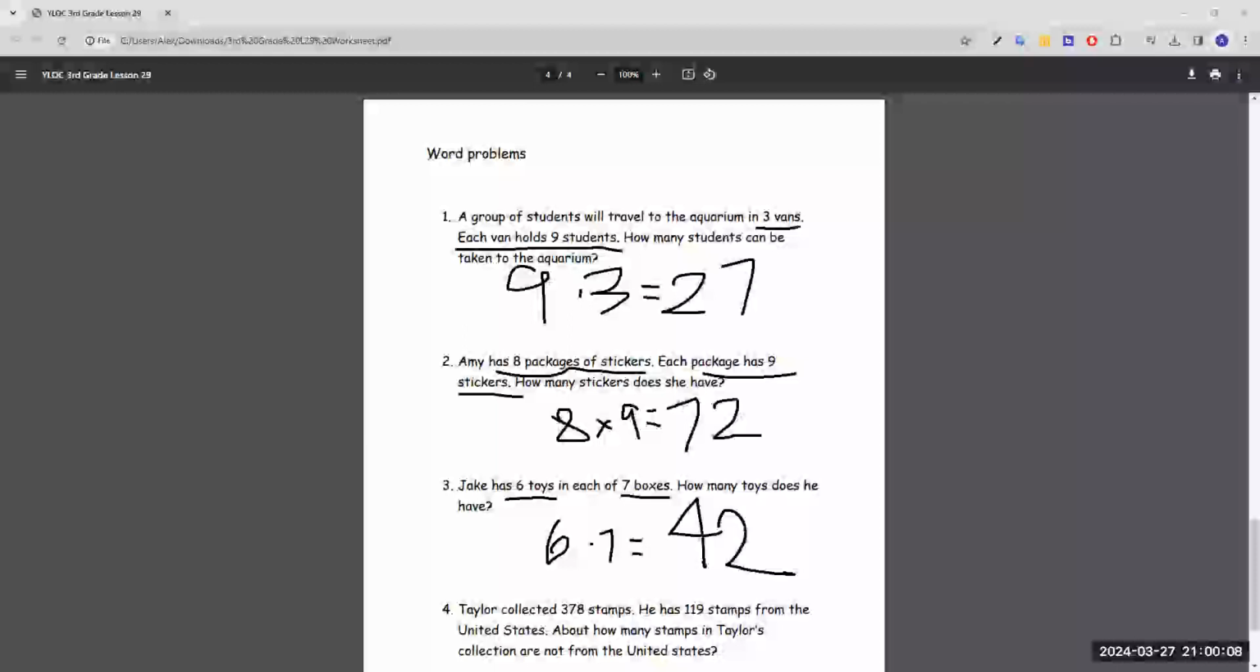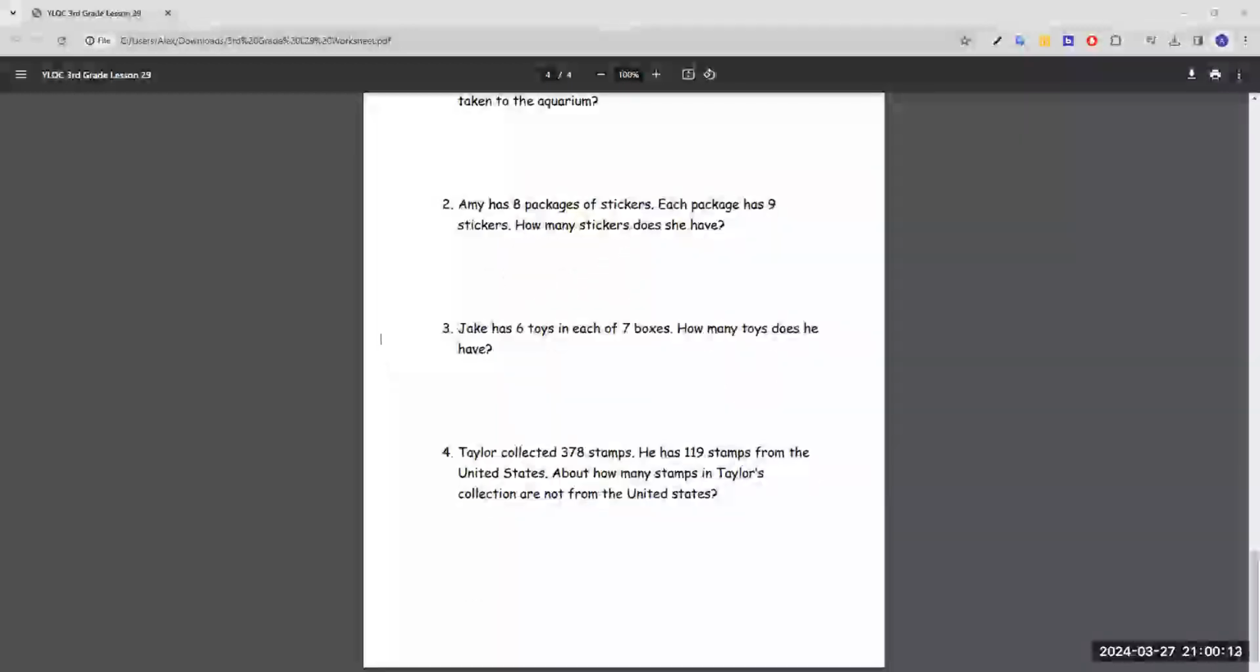Number 4, Taylor collected 378 stamps. He has 119 stamps from the US. About how many stamps in Taylor's collection are not from the United States? So since 119 stamps are from the United States, and we're trying to find how many are not from the United States, we're going to subtract the stamps from the United States from the total number of stamps. So 378 minus 119.